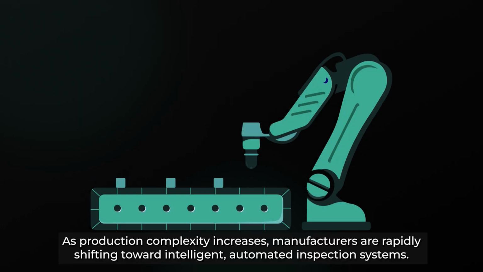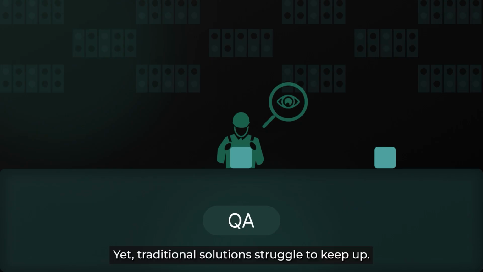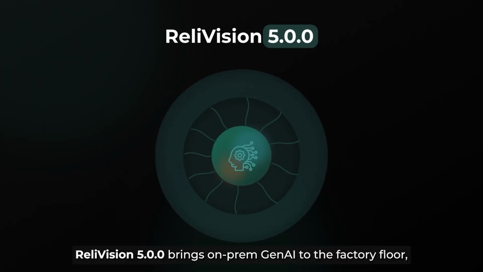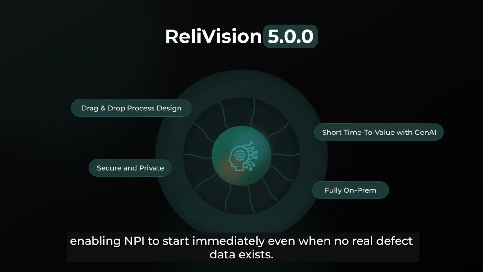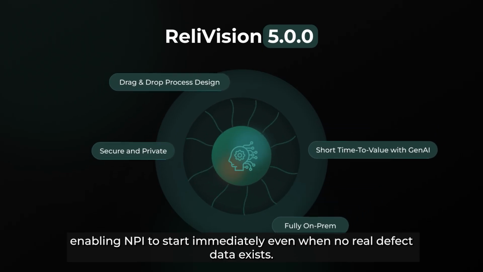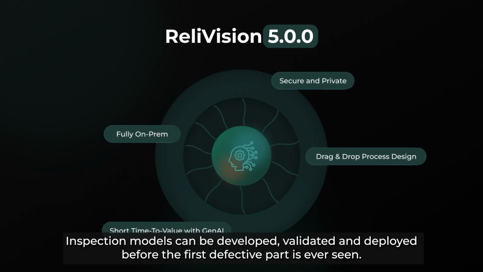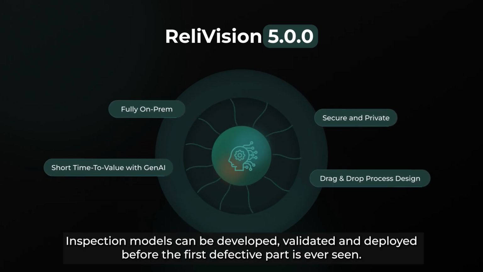As production complexity increases, manufacturers are rapidly shifting toward intelligent, automated inspection systems. Yet, traditional solutions struggle to keep up. ReliVision 5.0 brings on-prem GenAI to the factory floor, enabling NPI to start immediately even when no real defect data exists. Inspection models can be developed, validated and deployed before the first defective part is ever seen.